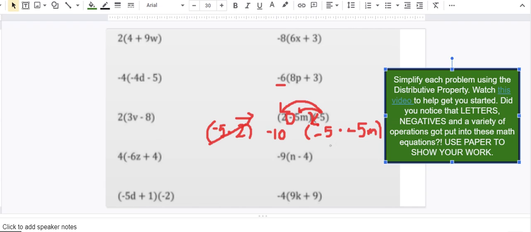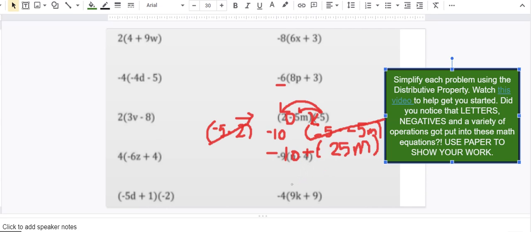-5 times -5 is two negatives, which becomes positive 25. And it's not just 25, but it's 25m. So we're going to say, okay, we're no longer going to call it -5 times -5m. We're going to call it 25m. And we're going to say, okay, we can still have that inside our parentheses. We're going to say, oh, but we have this -10 over here, and we need to combine these together. Okay, so we've got -10 plus our 25m.